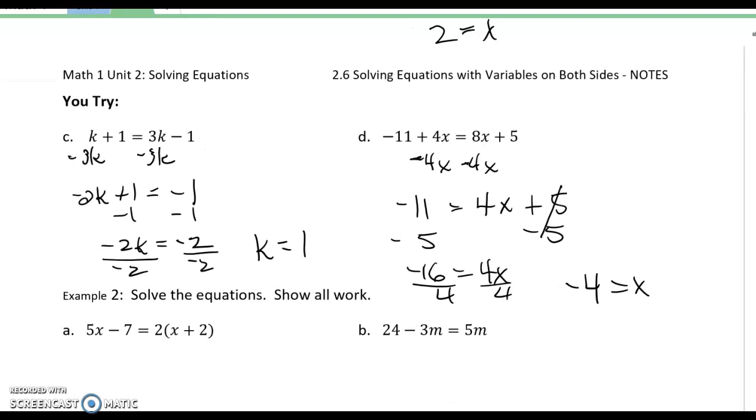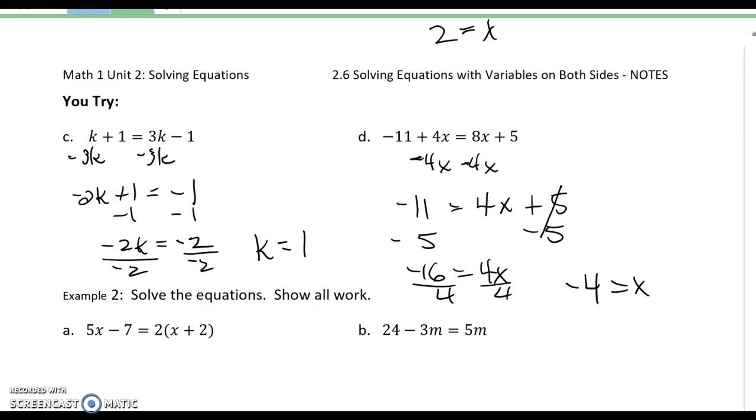Again, when you have variables on both sides of the equal sign, you want to try to get them all to one side. For part C, maybe you choose the left side as where you want to keep your variable, so we'll subtract 3k from both sides. Now we have the k on the left side of the equal sign. Then we work to isolate the variable by undoing operations. You should have got k equals 1. Again, it doesn't matter what side you decide you want your variable to be on. If you have it on two different sides, you can choose either the left or the right.